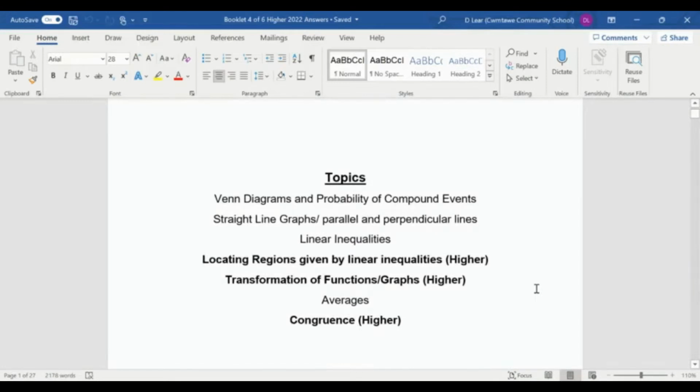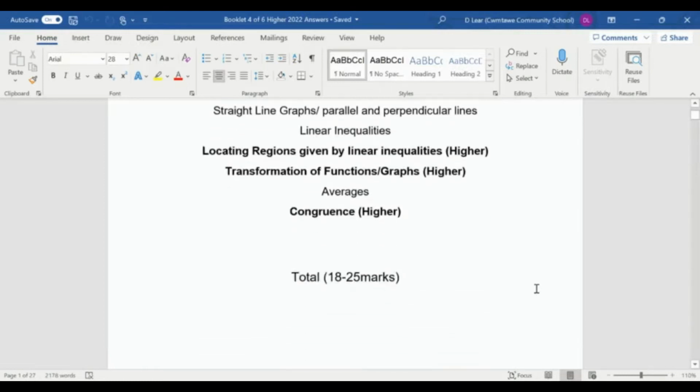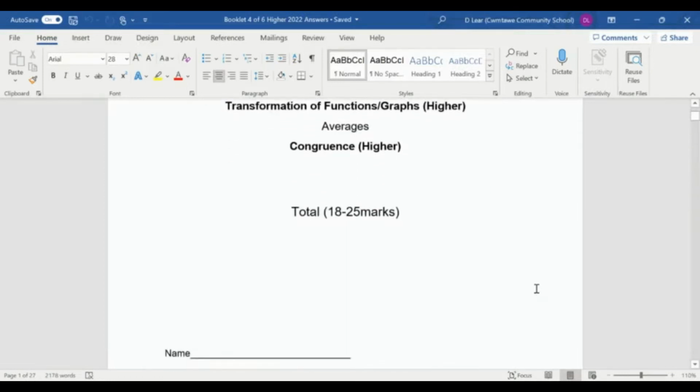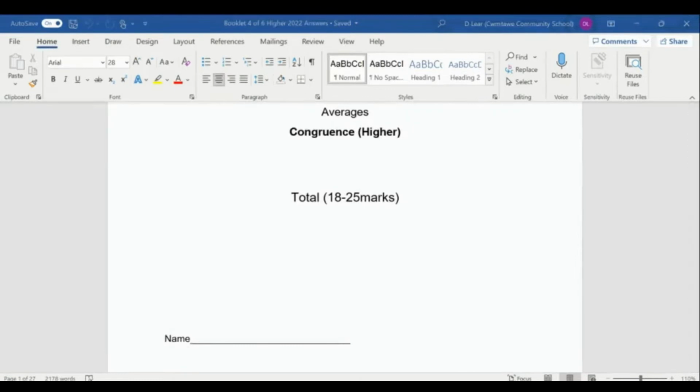But you can see the ones in bold are higher, so towards the back of the book. The ones not in bold are the first half, although there's some nasty stuff, I've got to say, even in the non-bold stuff here. So let's start with our first topic. Again, you can see that about 18 to 25 out of your 70 marks are in this booklet.